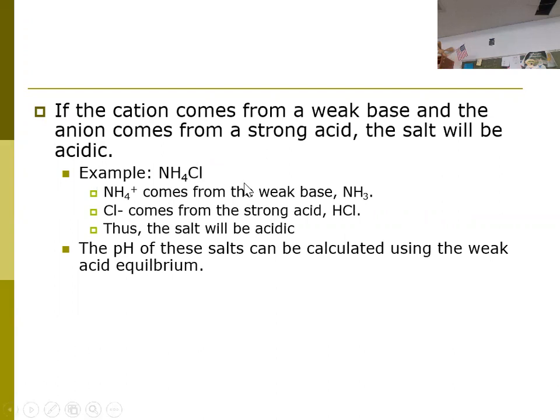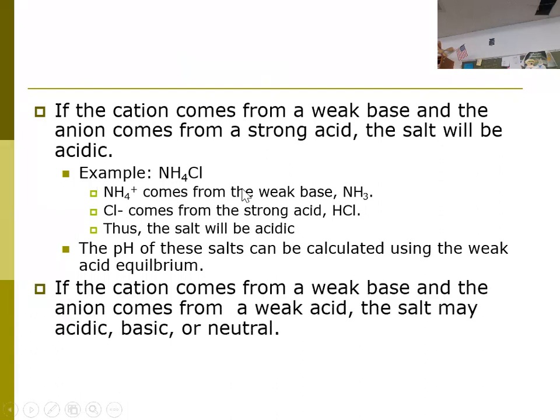Both correct. So these have been the simpler ones so far. We know that if it's strong and it's strong, it makes neutral. And if one thing's strong and one thing's weak, the strong thing would win out. If it's weak and weak, it's neutral. Well, if weak and weak, maybe not. That's where I'm going with this. If it's weak and weak, it may or may not be neutral.